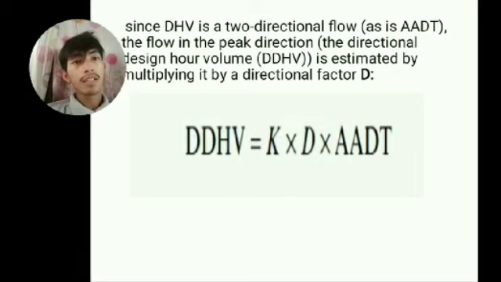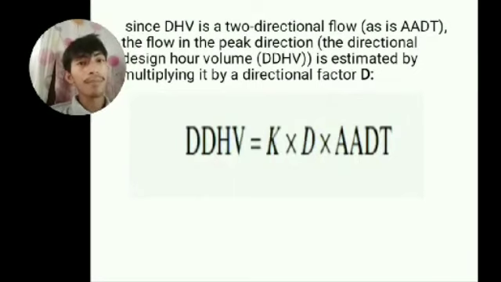Since alam naman natin na yung DHV is a directional flow as is AADT, yung flow natin ng peak direction ay magiging DDHV kung saan ito yung magiging bagong formula natin na na-estimate by multiplying the directional factor D. Ito panibagong formula kung saan yung DDHV is equals to K, yung highest annual hourly volume times D, yung directional factor at yung times AADT na makukuha natin sa una.